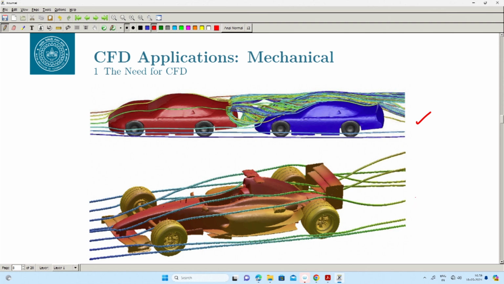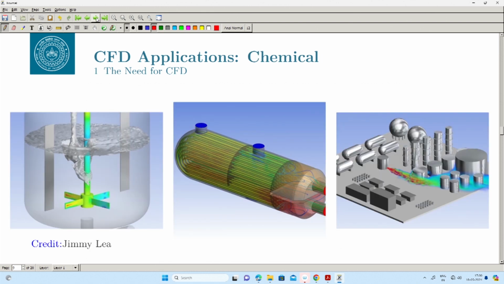The bottom one is your Formula 1 car, and because you strive for the best design, which offers the least resistance and has certain maneuverability, when you desire the best performance, CFD is a very useful tool. How to design your flap, how to design a spoiler, all those things you could do using CFD. So, this is your mechanical application, and then you have chemical engineering also, where it is very popular.